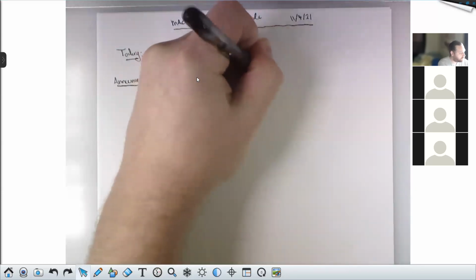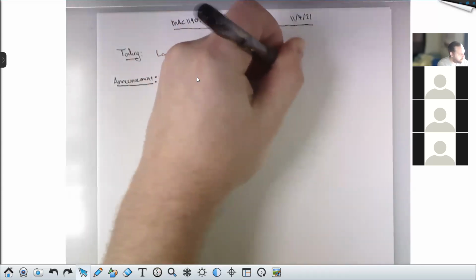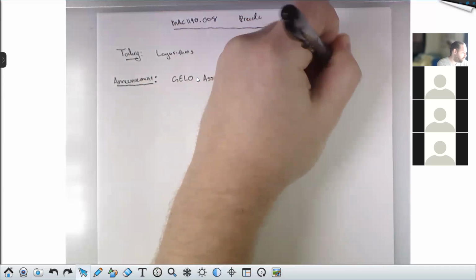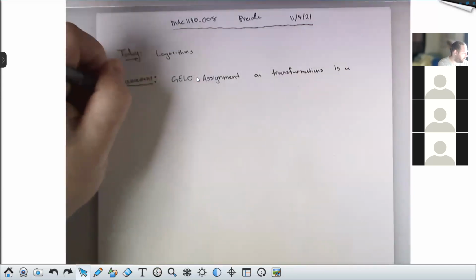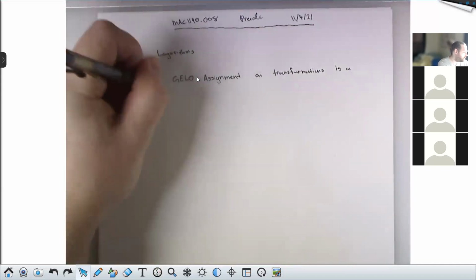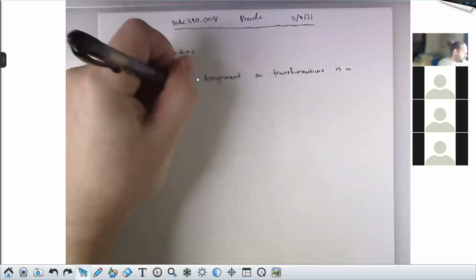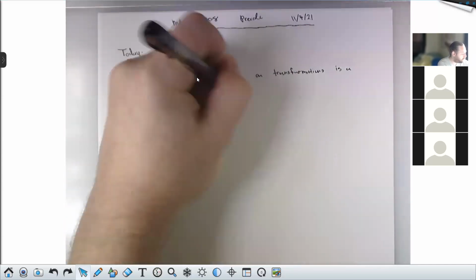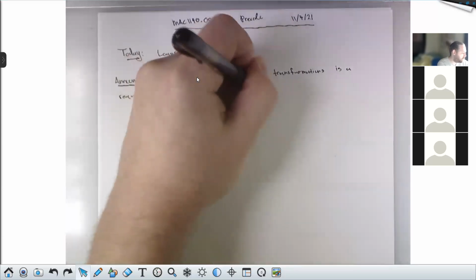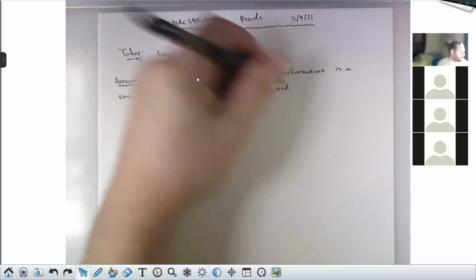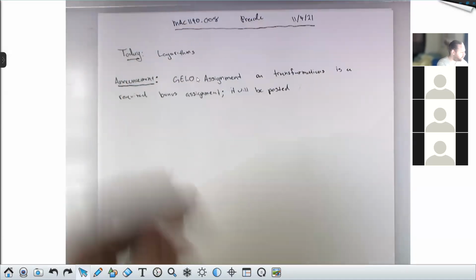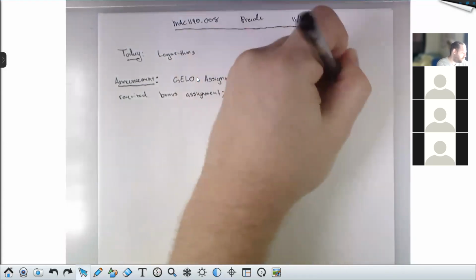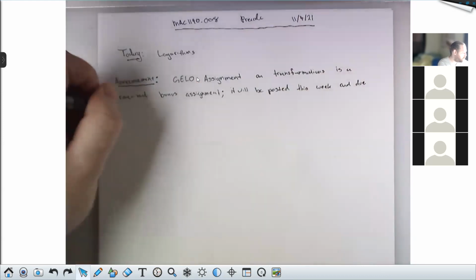So the Jello assignment on transformations is a required bonus assignment. Like I said, I want to rewrite the thing because those graphs are so ugly, but it will be posted this week, due week after next.